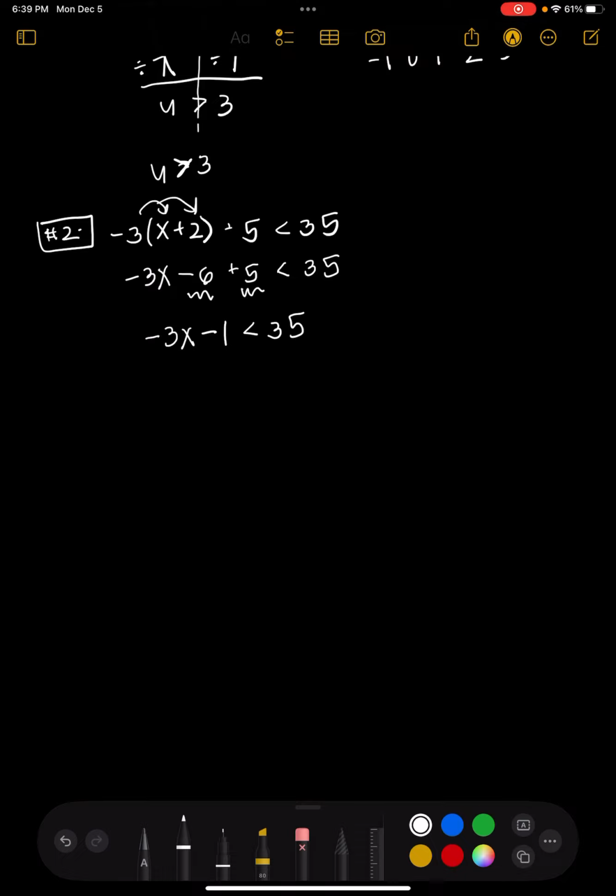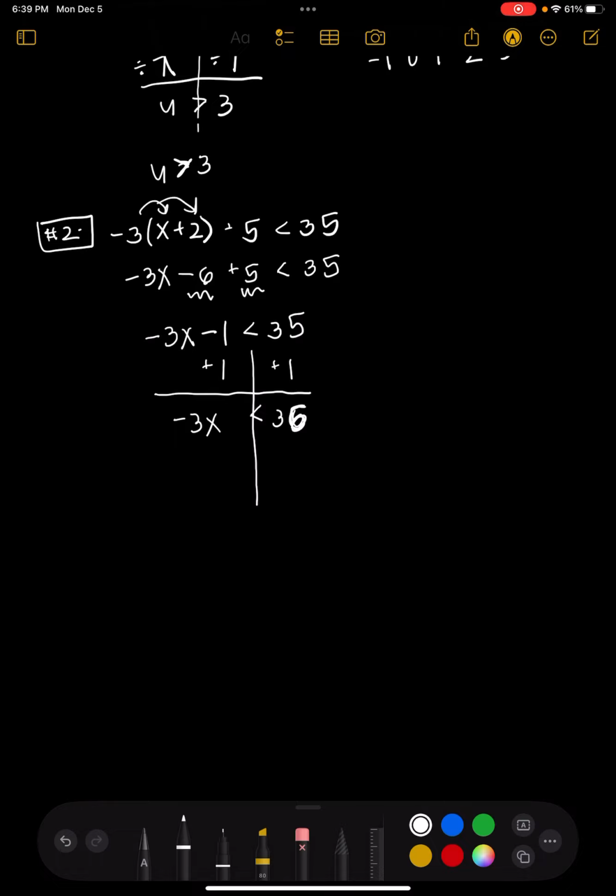Now it looks more like a two-step equation. So we want to get rid of the -1 and the -3. The first thing we're going to do is get rid of the -1 by adding 1 to each side. So now I have -3x is less than 35 plus 1, because the 1's cancel out on the left side. Or sorry, that should be a 36. 35 plus 1 is 36.